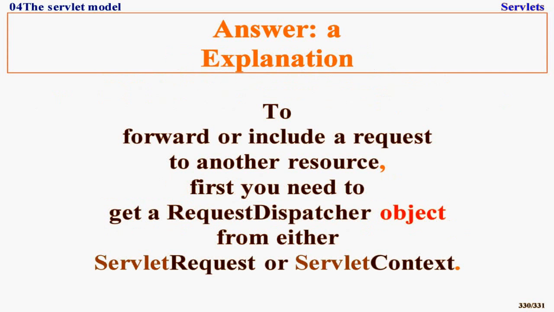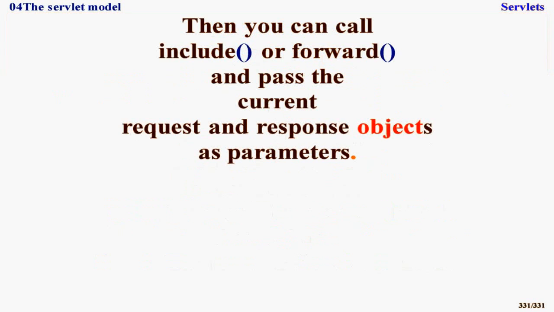To forward or include a request to another resource, first you need to get a RequestDispatcher object from either ServletRequest or ServletContext. Then you can call include or forward and pass the current request and response objects as parameters.